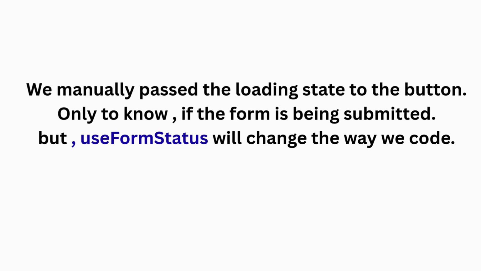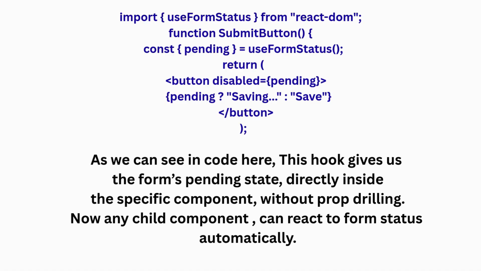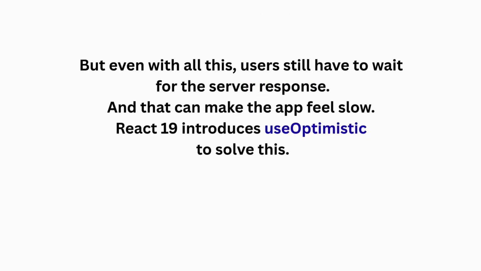But useFormStatus will change the way we code. As we can see in code here, this hook gives us the form's pending state directly inside the specific component, without prop drilling. Now, any child component can react to form status automatically. But even with all this, users still have to wait for the server response, and that can make the app feel slow. React 19 introduces useOptimistic to solve this.